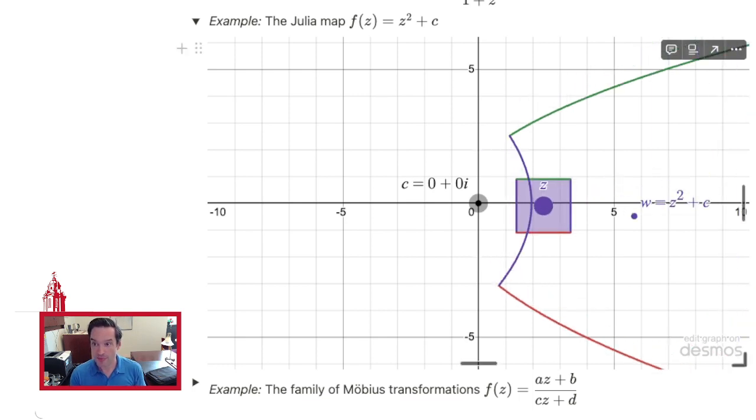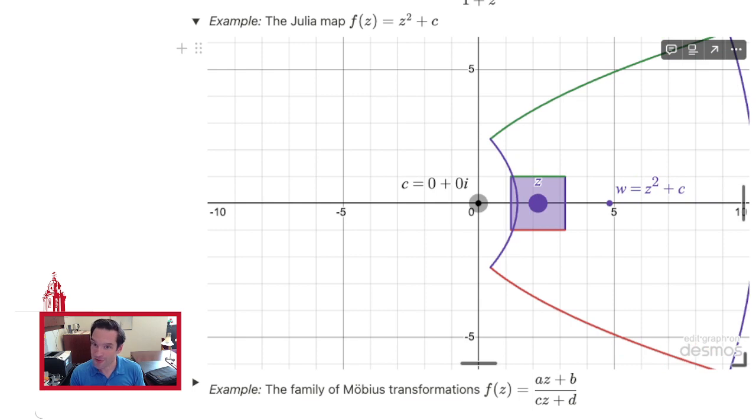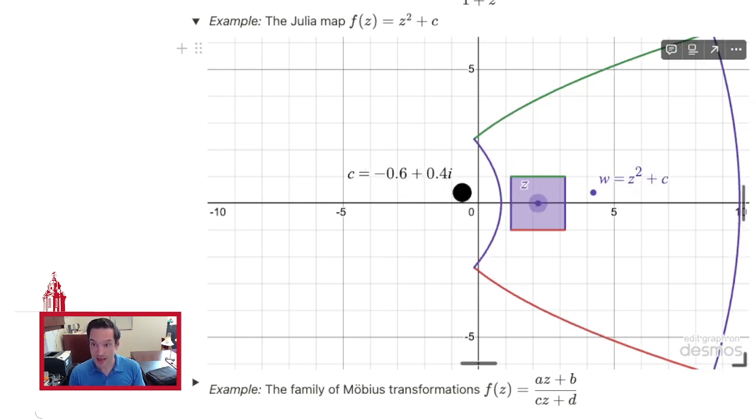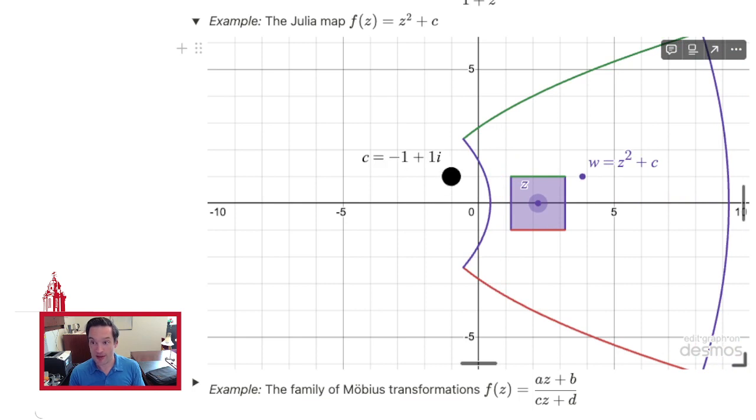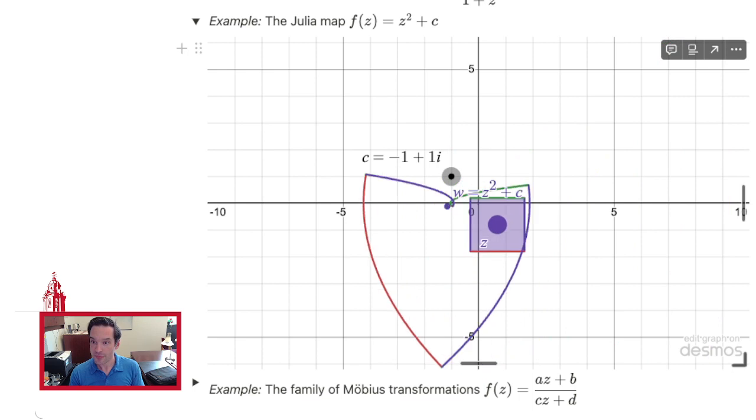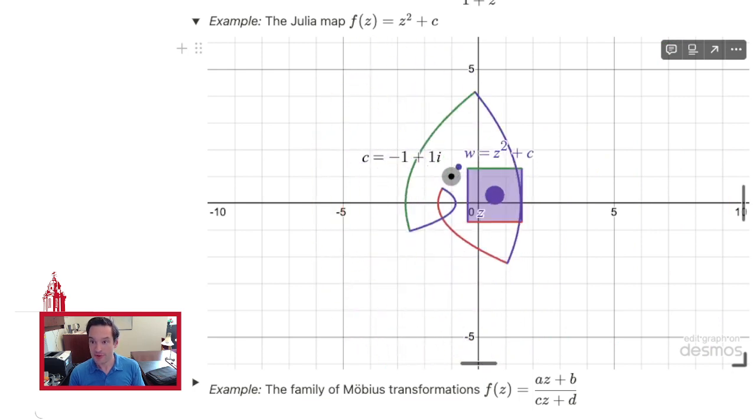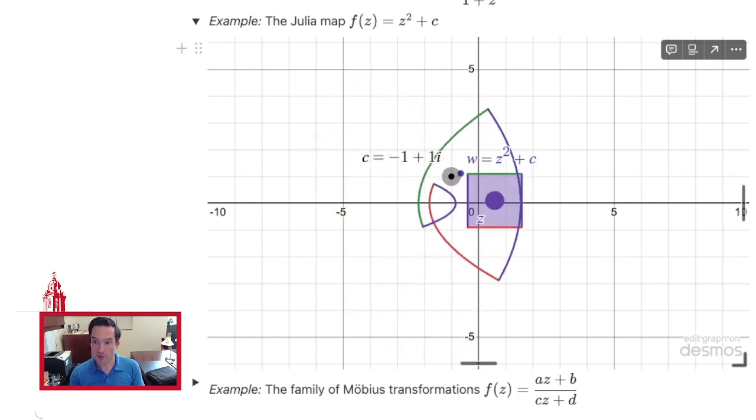So that would be something that, if we understand the real and imaginary parts of this function, could help us to understand. And in this applet, I can also vary the value of my constant. So if I take c to be negative 1 plus i, for example, now we get, again, a similar type of behavior happening, but maybe there's some more interesting behavior.